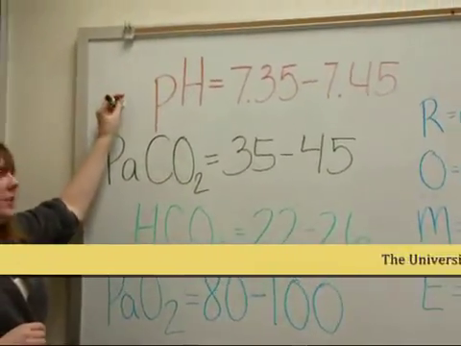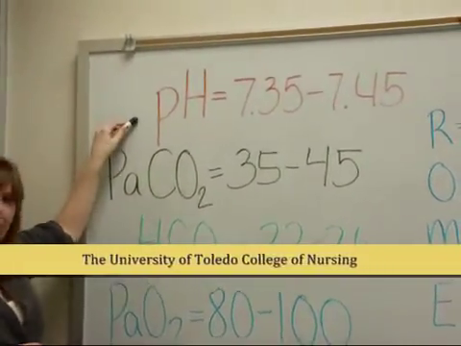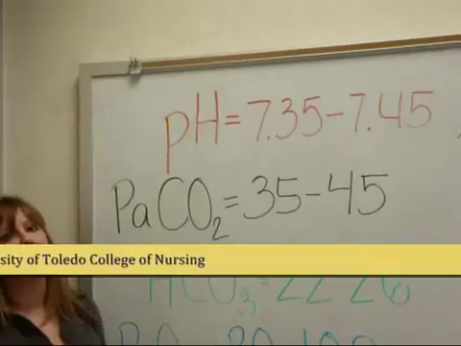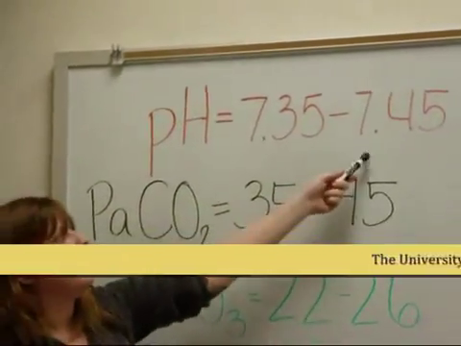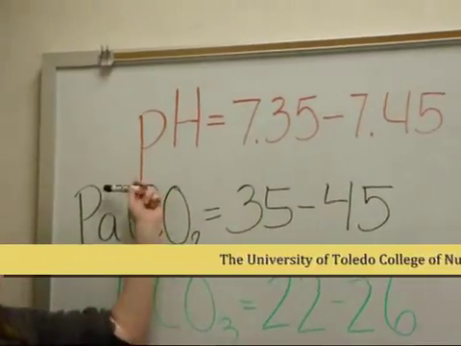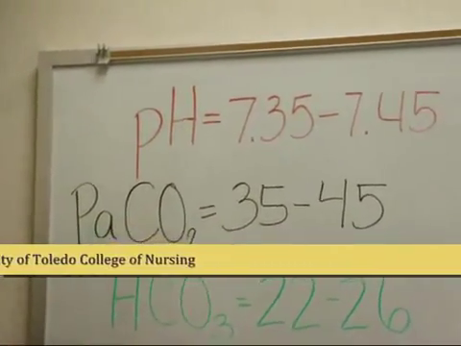The first thing is pH. We did that red because pH is very important. It's the first thing you want to look at when you get your ABGs. So normal pH is 7.35 to 7.45. And sorry, but there's no way around memorizing these. You have to memorize these numbers.